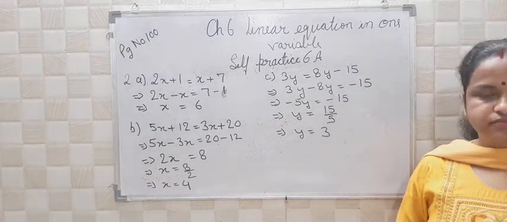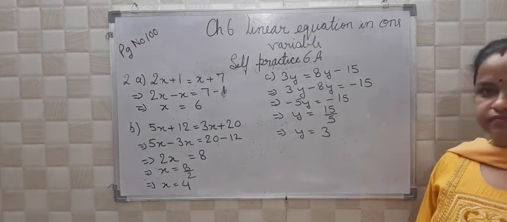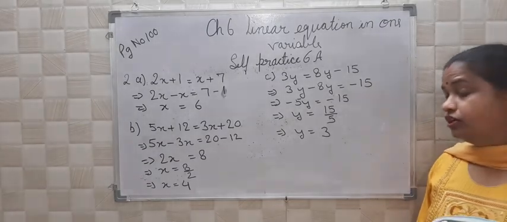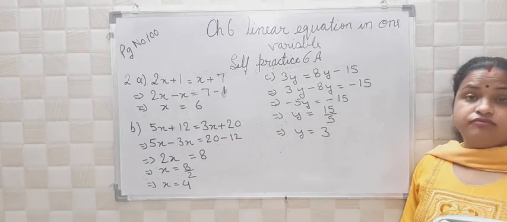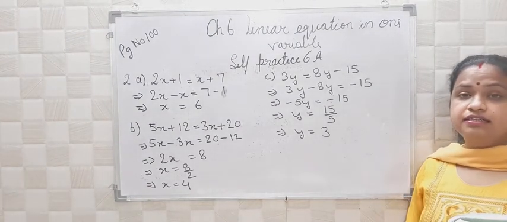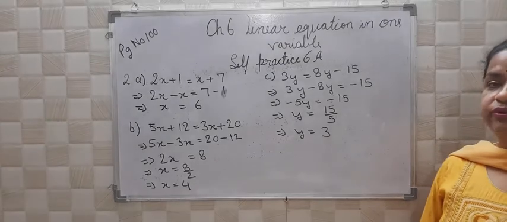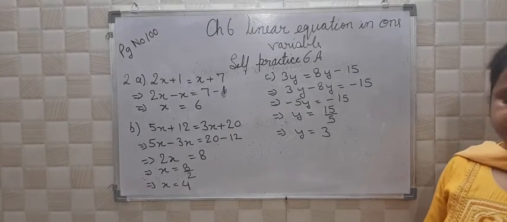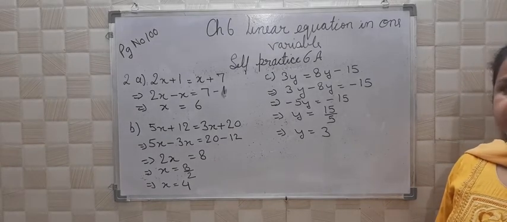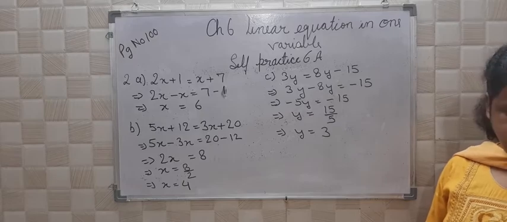Okay, correct or wrong? What are the things you have to see? First is sign and next is the use of variable. These are the two important things in this part. Now let's move to question D.